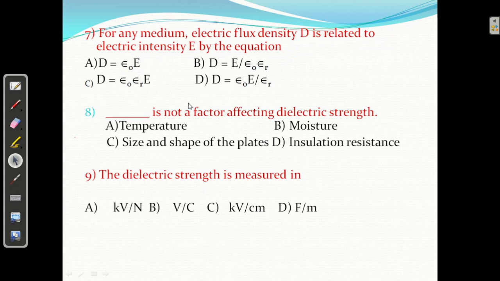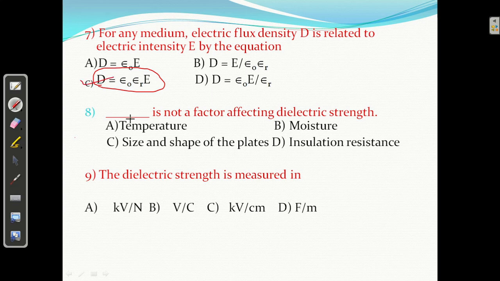Question number 7. For any medium, dielectric electric flux density D is related to electric field intensity. D is proportional to E. Correct है, but इसमें epsilon r नहीं है. D is proportional to E. This is not correct. Yes, this is C. D is proportional to E and D equal to epsilon 0 epsilon r E. In magnetic circuit, B flux density B equal to mu 0 mu r H. Similarly, D equal to epsilon 0 epsilon r E. That is the correct answer, C.